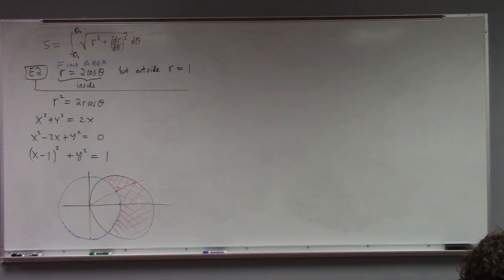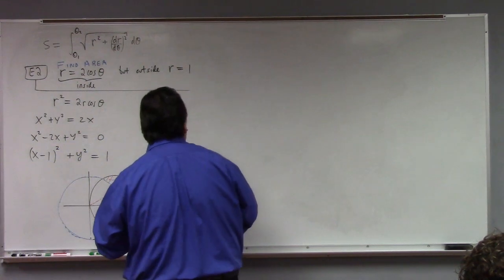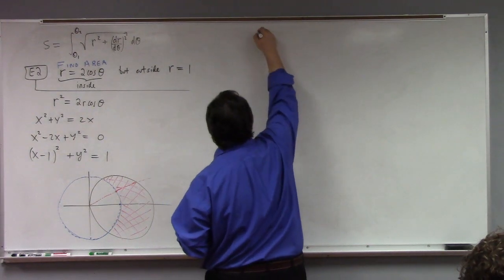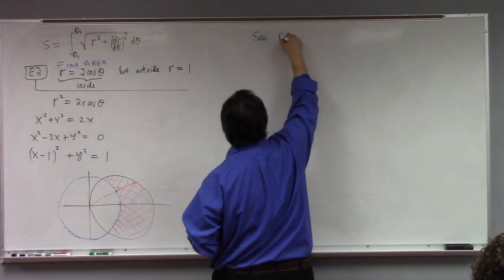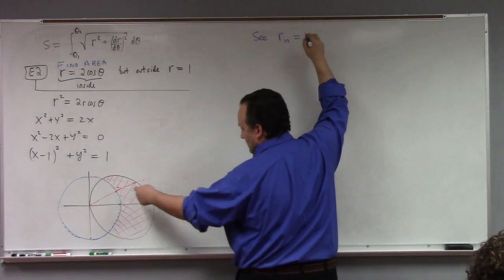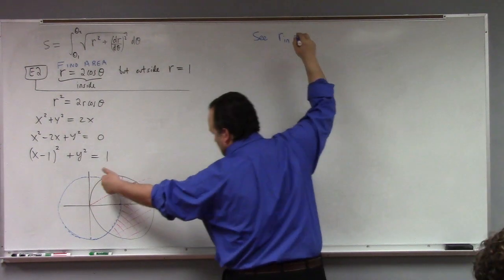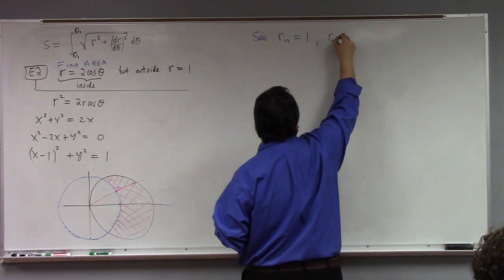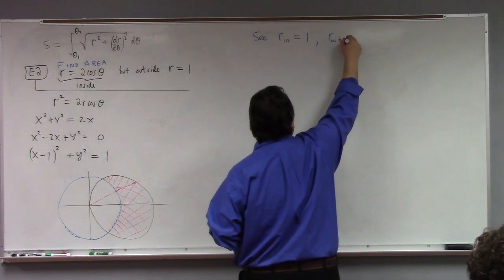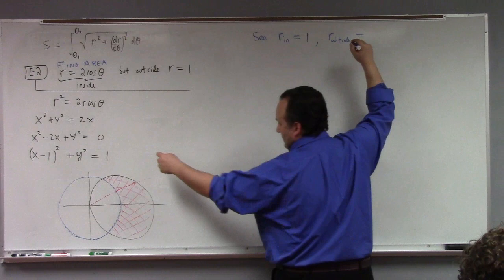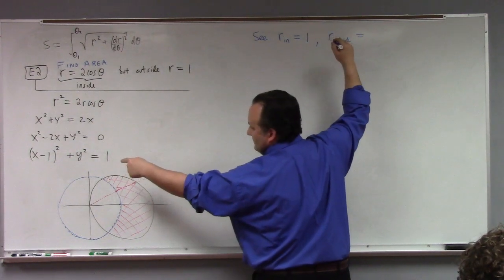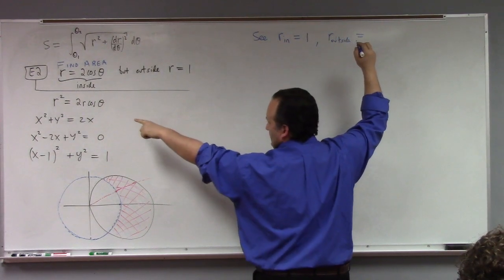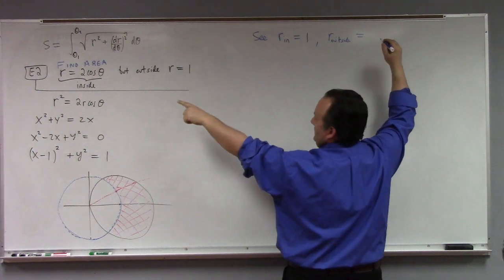So what's the inside radius? What's the outside radius? You can see that the inside radius is the blue circle, right? So it's 1. The outside radius is what? It's given by the other one, which is 2 cosine theta.